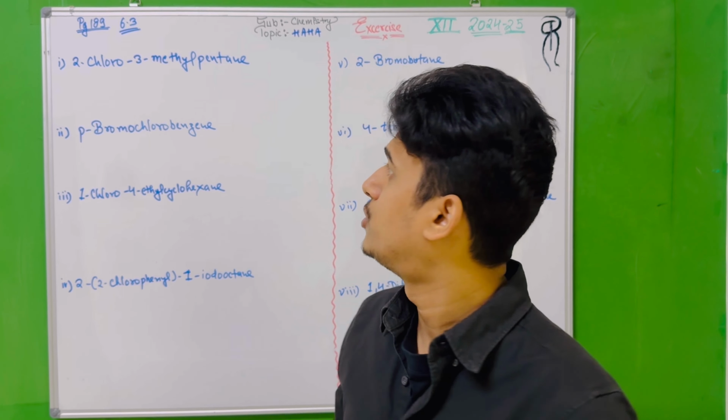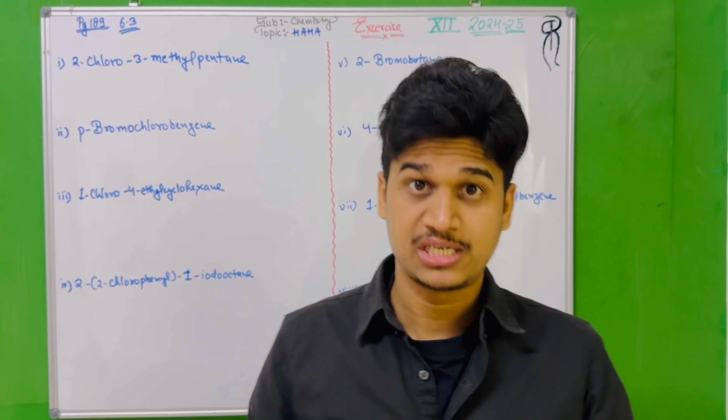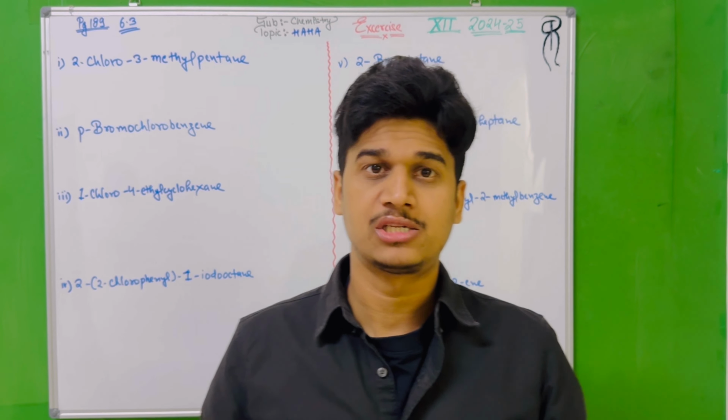Today we have come to page number 189 of the new rationalized textbook, question number 6.3 of the exercise. The question is: you have to draw the structure of the following compounds. The IUPAC name is given, so let's get started. I have already written the question, so let's quickly draw the structures.